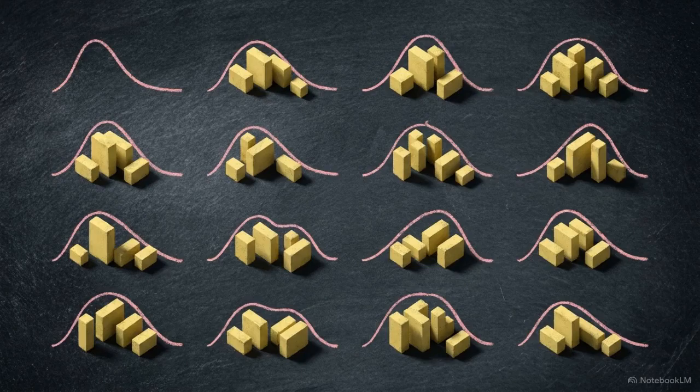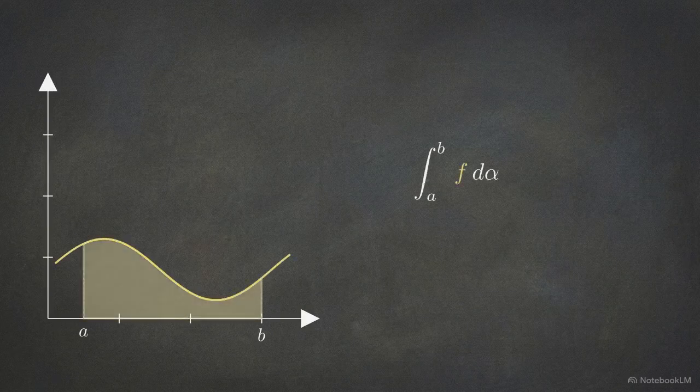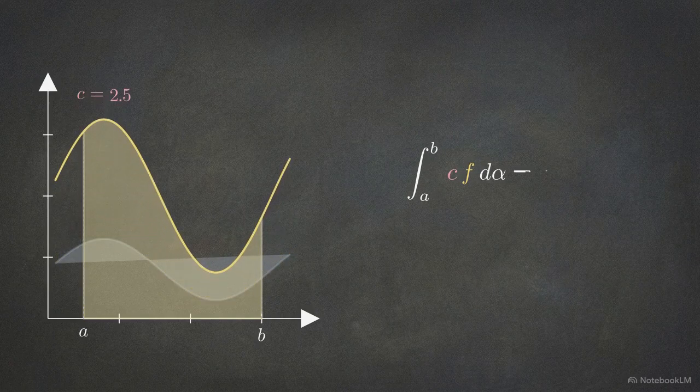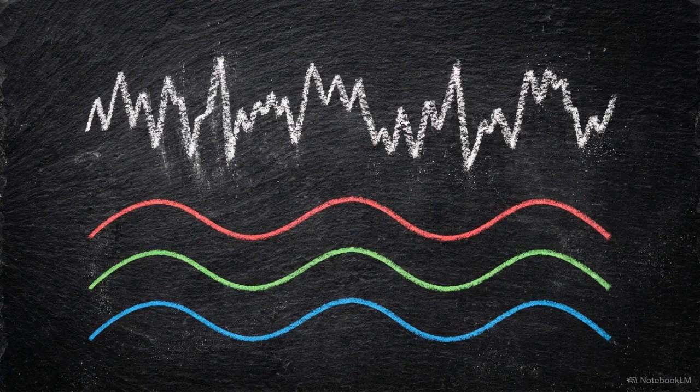Scalar multiplication behaves similarly. Scaling a function's height algebraically scales the resulting integral's value by that exact same constant, c. Linearity serves as a primary tool for simplification, allowing analysts to break complex continuous functions into manageable additive parts.